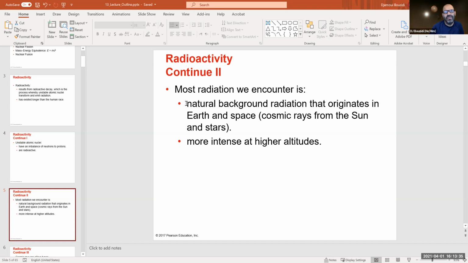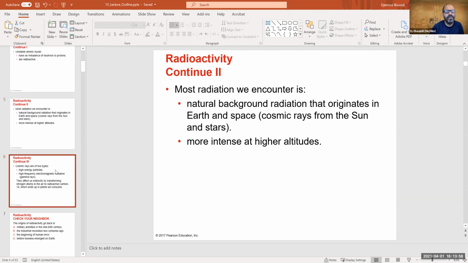Most radiation, the vast majority of the natural background radiation, comes from cosmic radiation, from the sun or the rest of the cosmos, or actually from the Earth itself. Earth itself has a lot of materials that are radioactive. If you go higher and higher in altitude, obviously you're exposing yourself more and more to cosmic radiation.